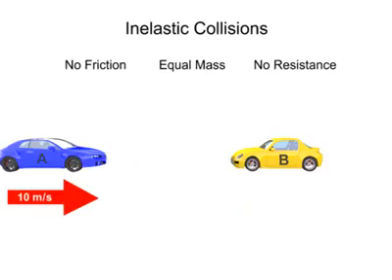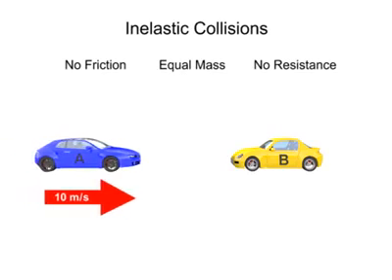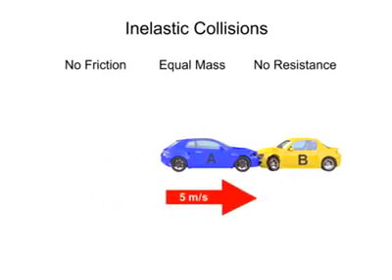Momentum after the accident, however, is conserved. With no road resistance, the doubly massive car wreck will continue moving in the same initial direction as car A, but at half the speed.